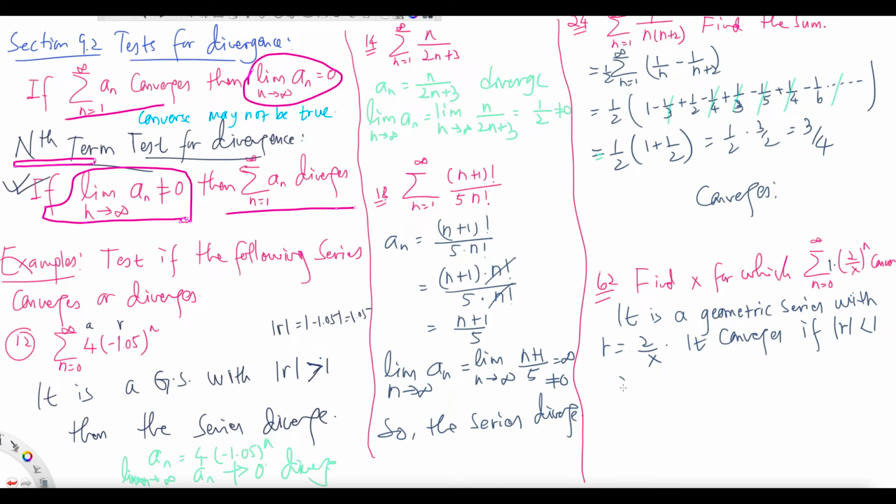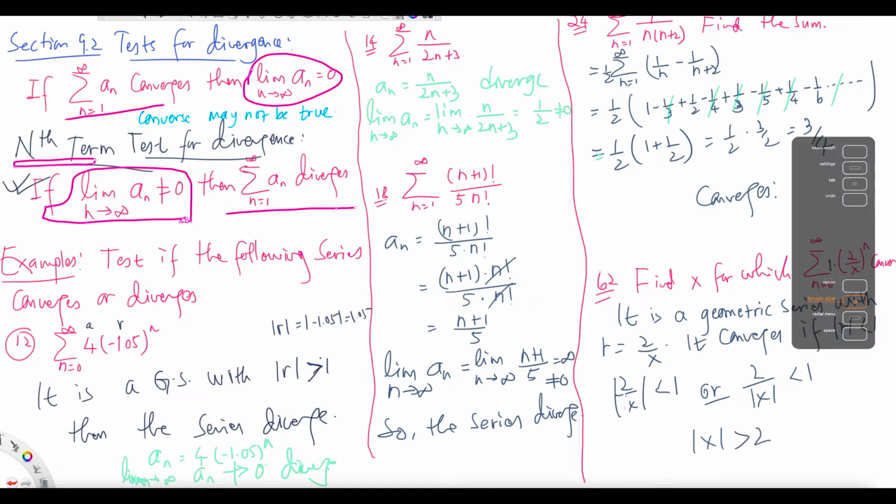Okay, and then do 2 over absolute value of x. 2 over absolute value of x is less than 1, right? So what do you get? 2 is a positive number, so you don't need the absolute value for it; you need the absolute value for x. So what do you get from here? If you multiply both sides by the absolute value of x, you get absolute value of x is greater than 2.